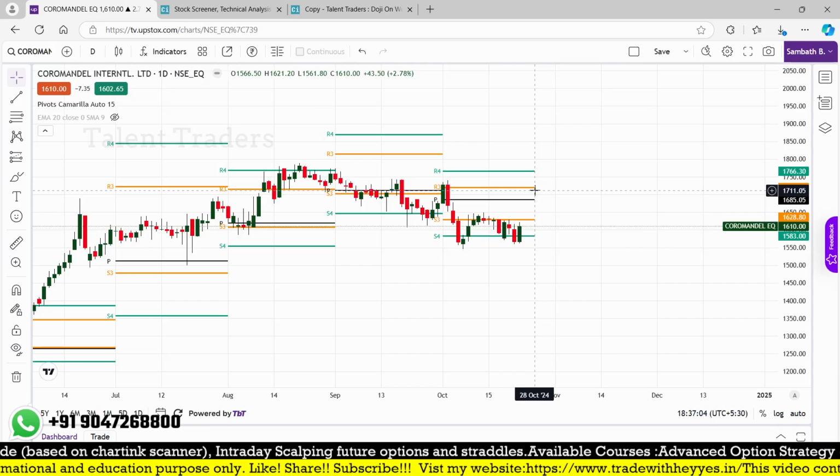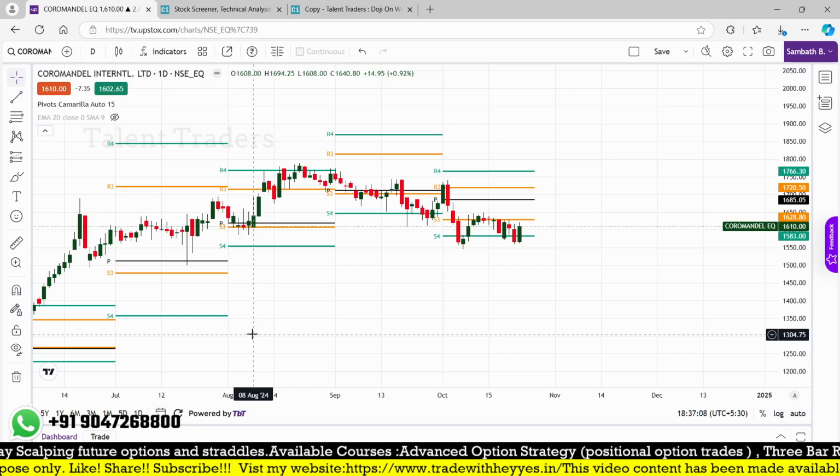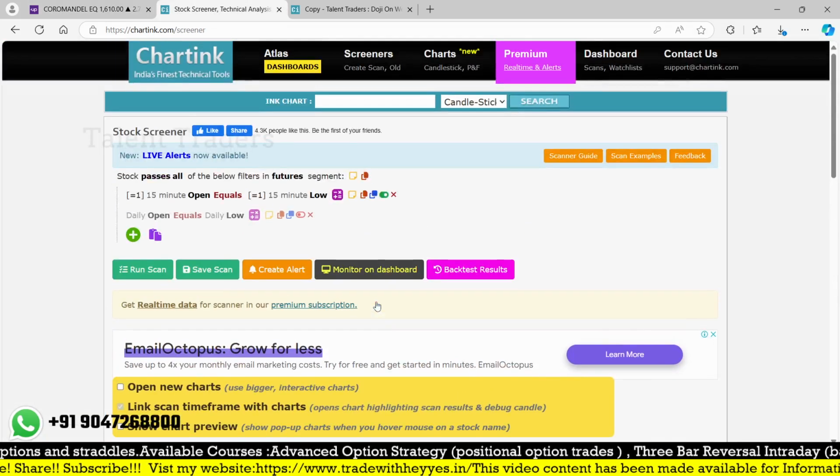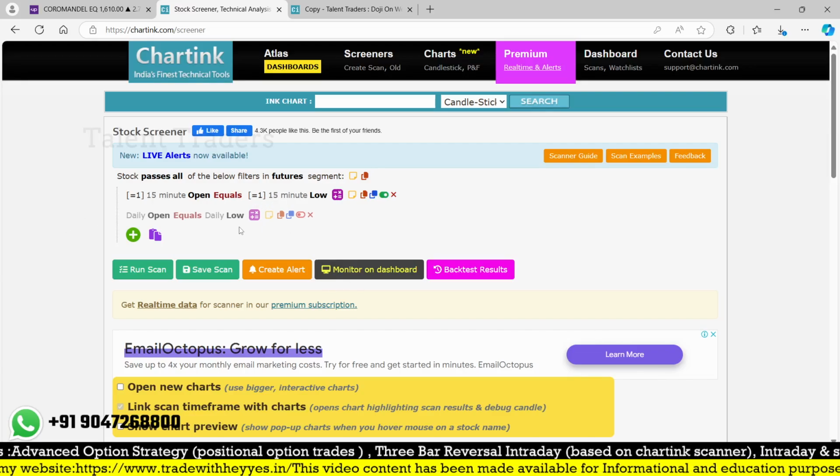So you need to understand the pivot levels are static. We may use multiple time frames, but in a normal scanner, if you are using multiple time frames, that can be removed from the list. I hope you understood.